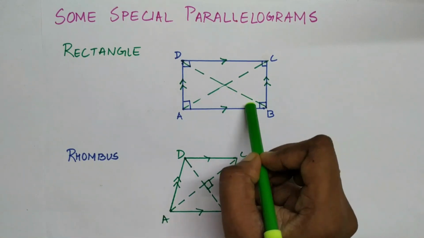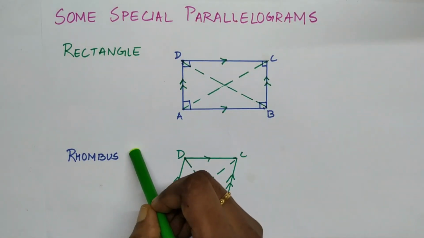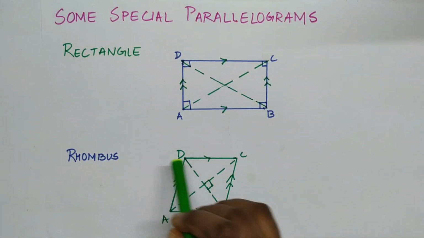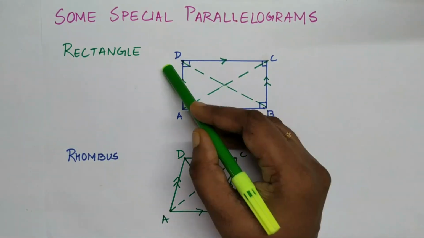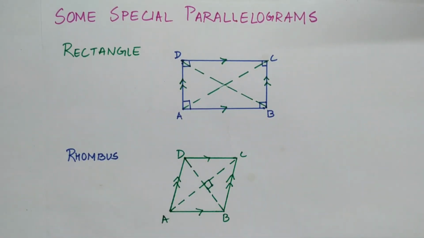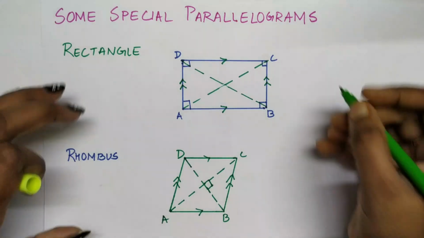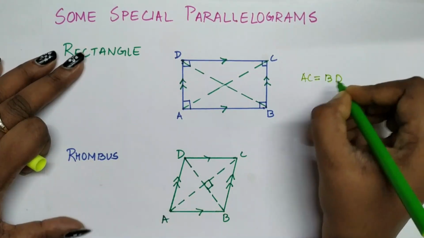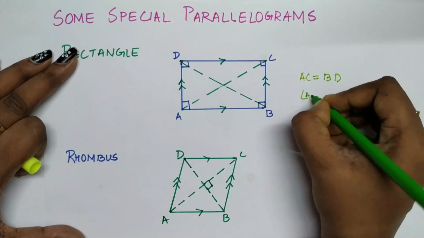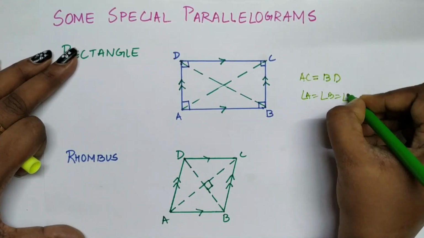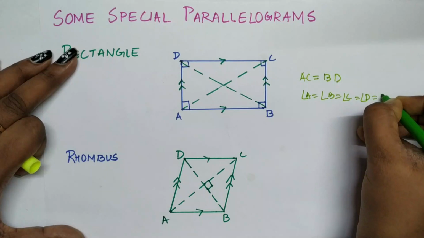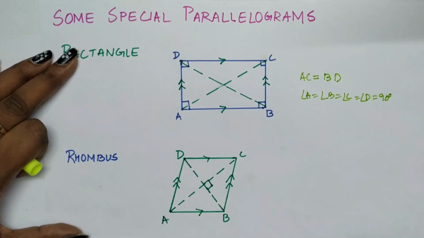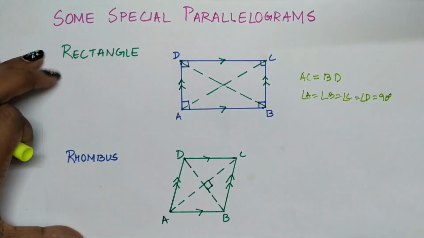The symbol that I represent here shows that it is 90 degree each. And the diagonals of a rectangle are equal. Please remember the diagonals here. AC is equal to BD. And all the angles, angle A equal to angle B equal to angle C equal to angle D is equal to 90 degree. This is the property of a rectangle.